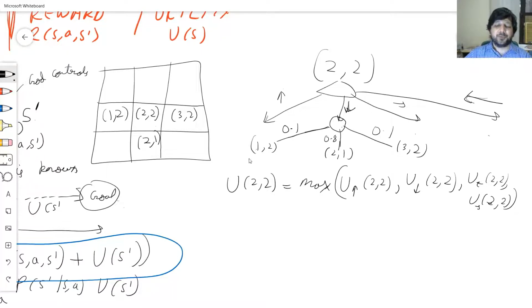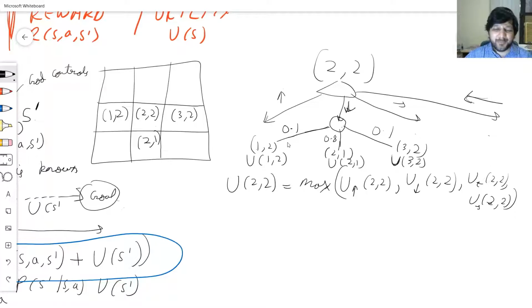From 1, 2 to goal, the total utility is U12. From 2, 1 to goal, the total utility is U21. From 3, 2 to the goal, the total utility is U32. So in a minimax kind of thing, you can assume that this utility is given. So this is given.